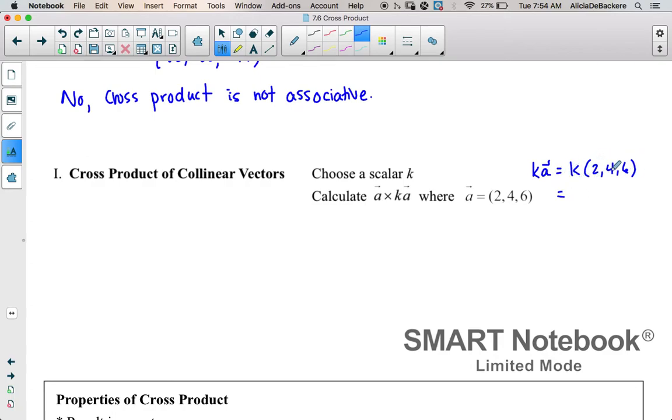And then you're going to multiply it through the components. So you'll end up with 2 times your k number, 4 times your k number, and 6 times your k number. So now you're armed with this new vector. We're going to figure out, well, what is a cross k a? So my a vector is 2, 4, 6. And then you're going to write down your k a vector.